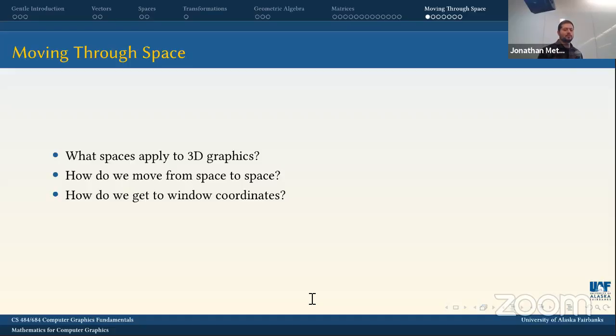So we have to move through a variety of spaces, all the way from object space to world space, to camera space or view space, to projective space, to window. We're going back and forth through different coordinate systems. Any questions so far? Okay.